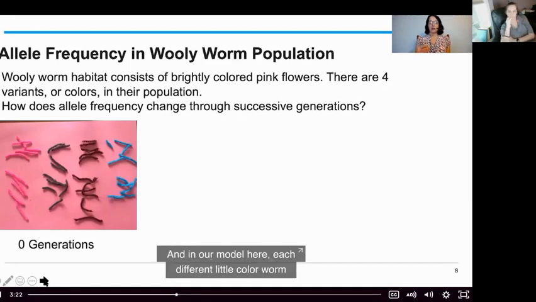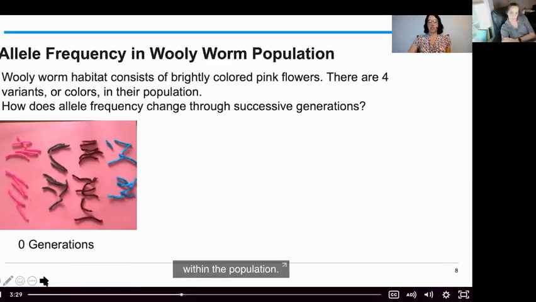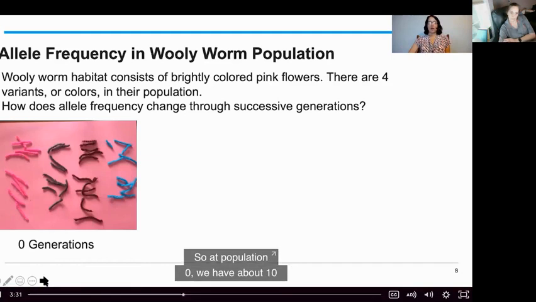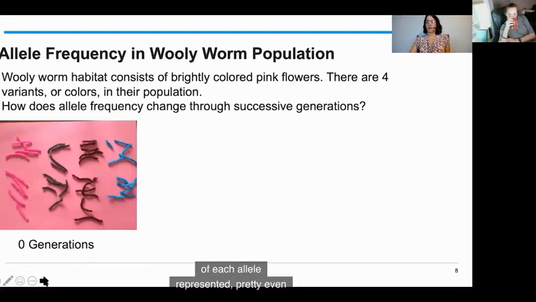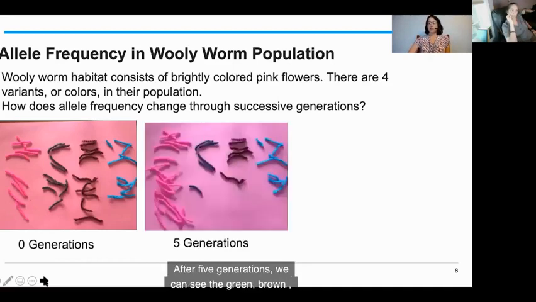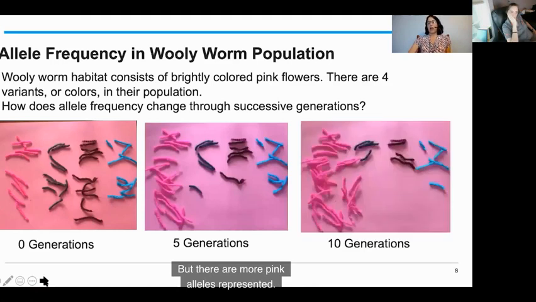And in our model here, each different little color worm represents how that allele is expressed within the population. So at population 0, we have about 10 of each allele represented, a pretty even distribution among the population. After 5 generations, we can see the green, brown, and even the turquoise decrease, but there are more pink alleles represented, and then that becomes a lot more dramatic after 10 generations. So the model helps us visualize what's going on here.